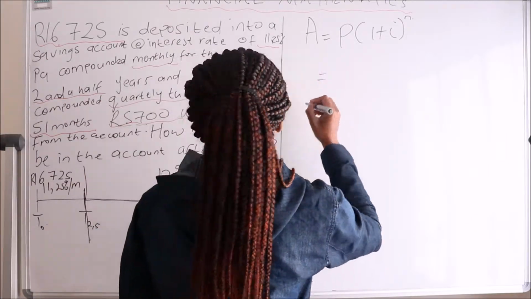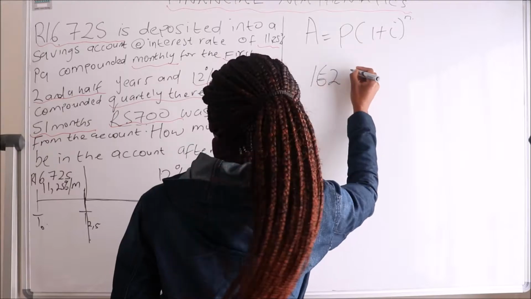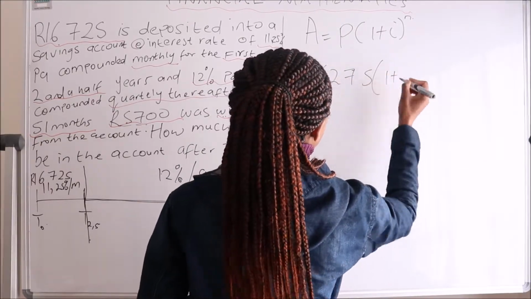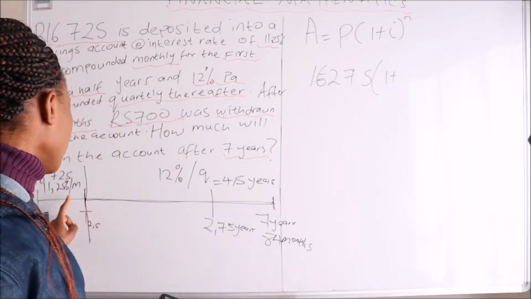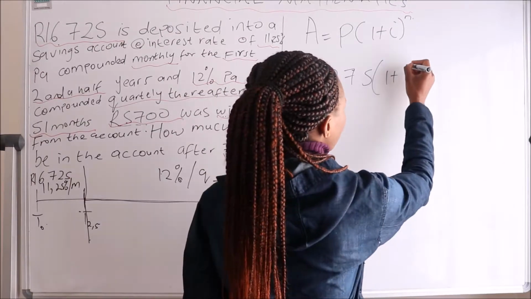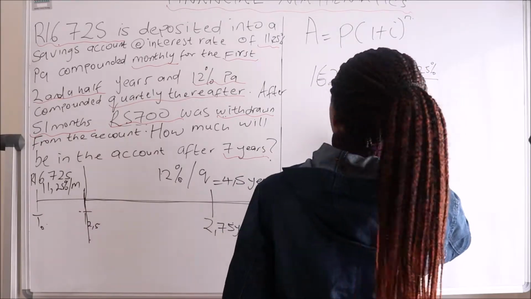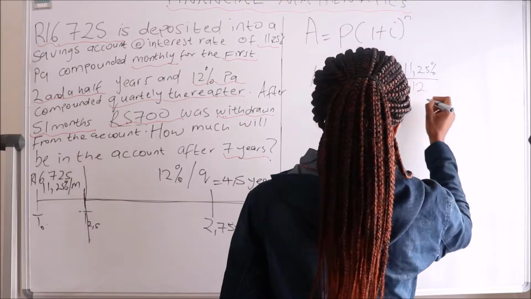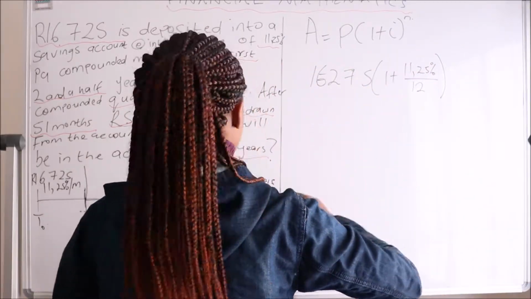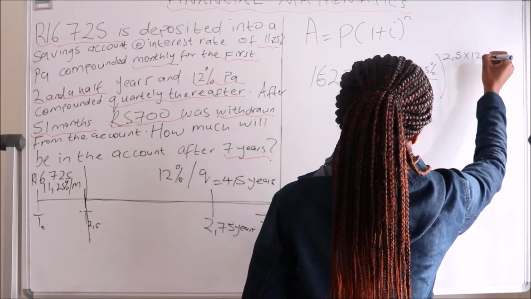Alright, here we have 16,275, which is the original amount, into 1 plus, remember the first 2.5 years it was compounded at 11.25%. So it will be 11.25% divided by 12, because it was compounded monthly, to the exponent of 2.5 years multiplied by 12.